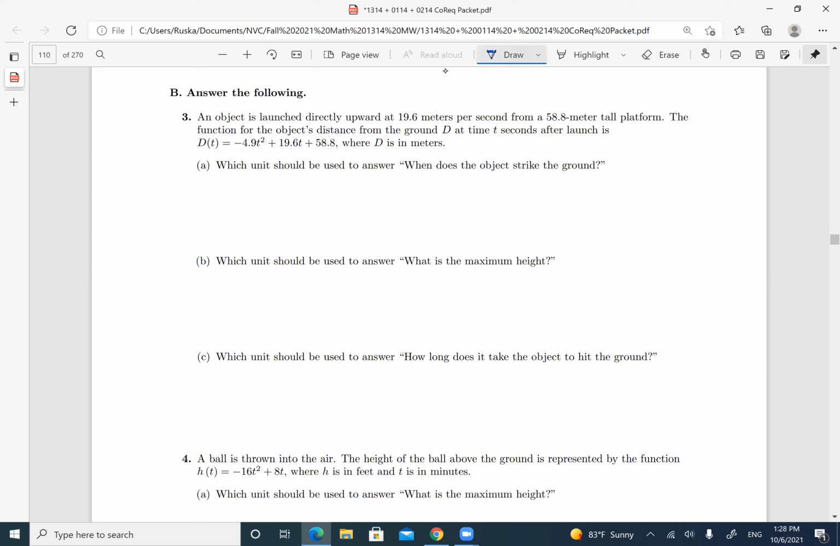Okay, I told you some of the answers here. When? What unit are you going to use when they ask you when? Time. They're asking for the time, right? And what is the unit you're using for time? Seconds. Meters per second is a speed. Okay, the next question.